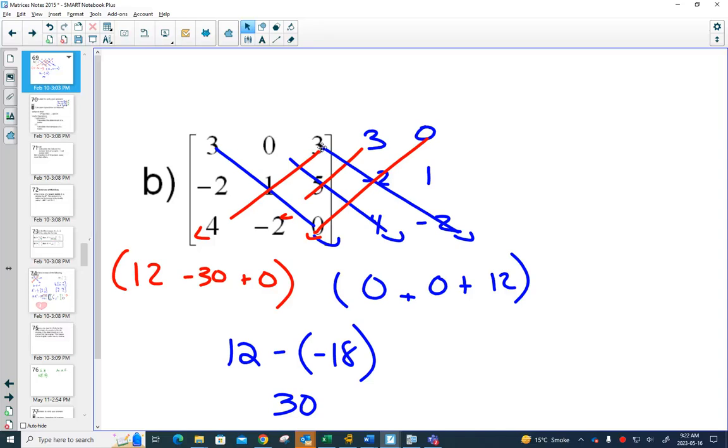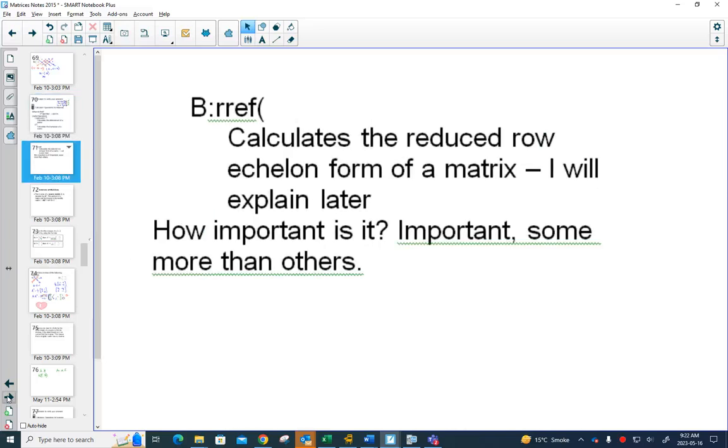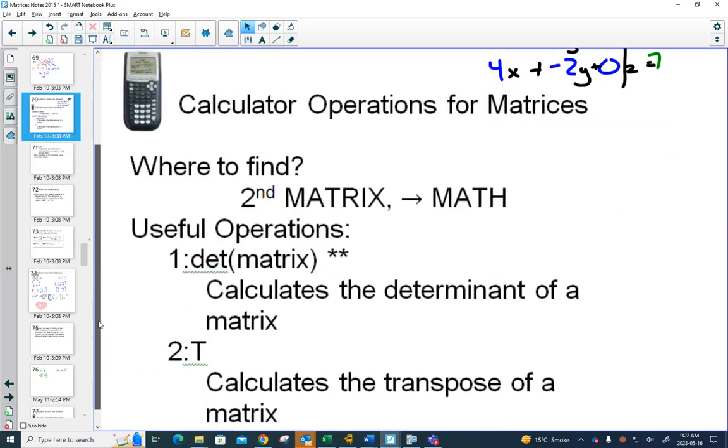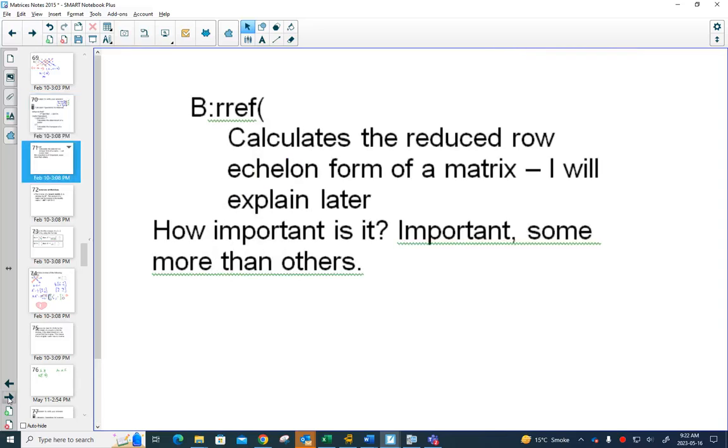Again, you can use this, and in the next little bit I go into how the calculator can do a bunch of these things. It has the determinant. It has the T, you can do the transpose. One of the ones that's going to be really interesting to do is this RREF, which stands for Reduced Row Echelon Form, which is pretty cool because check this out.